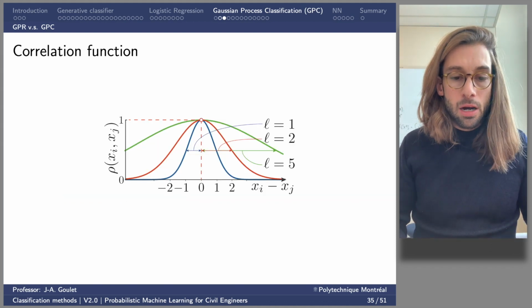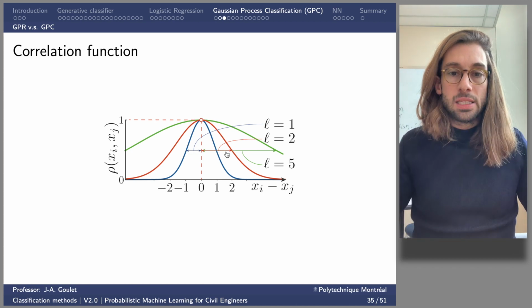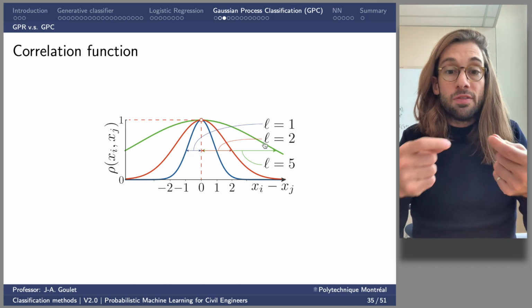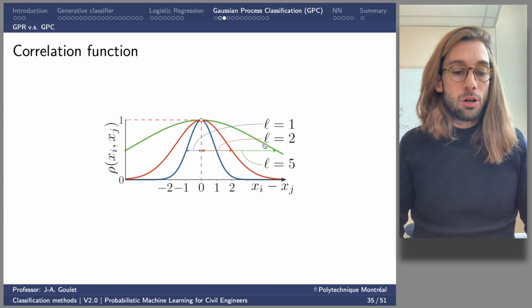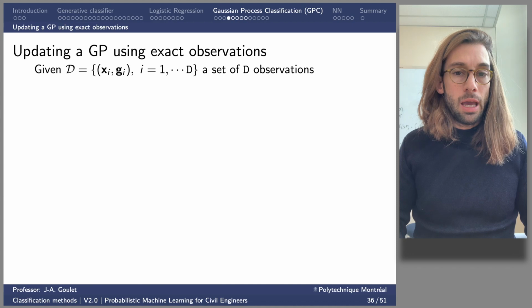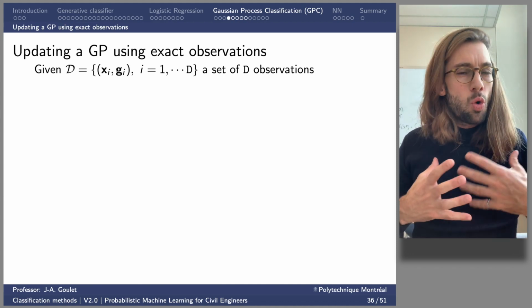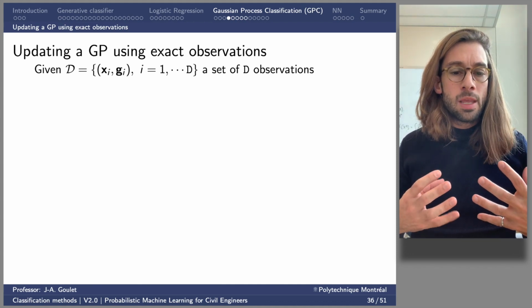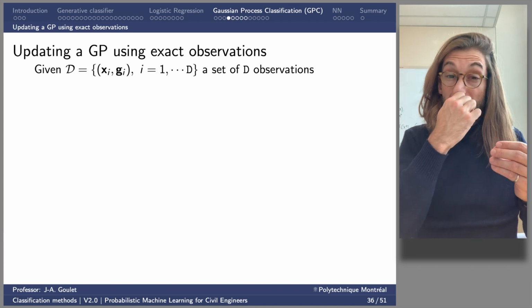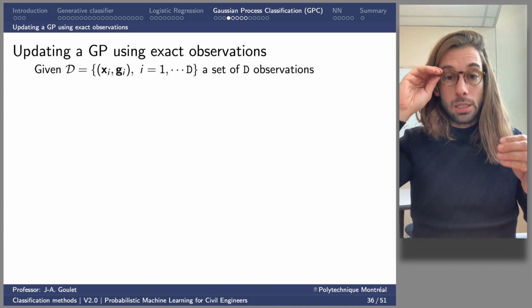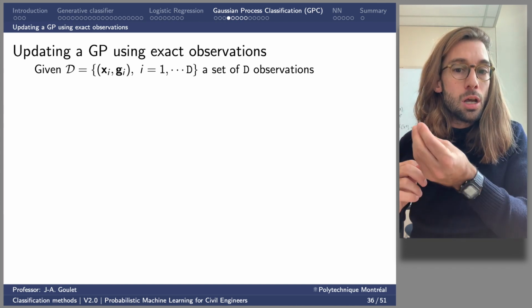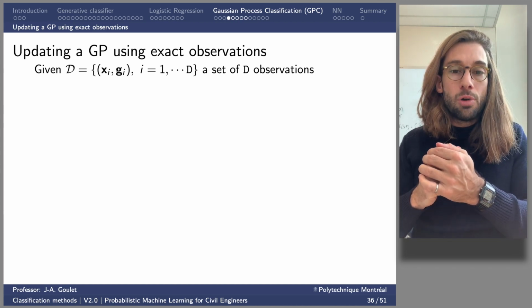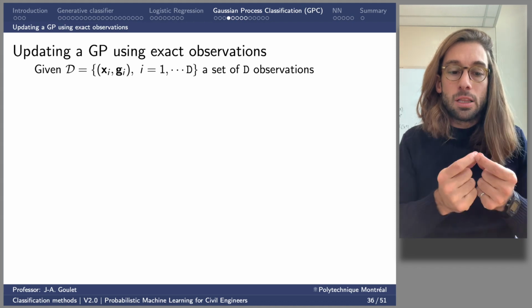As I say here, L equal 1, L equal 2, L equal 5, we can see that L controls the speed of decrease in my correlation as a function of the distance between my covariates. So we can see that the core principle behind GPR is that we can update our prior knowledge for the system response given the actual observation of the Gaussian process at some specific location.